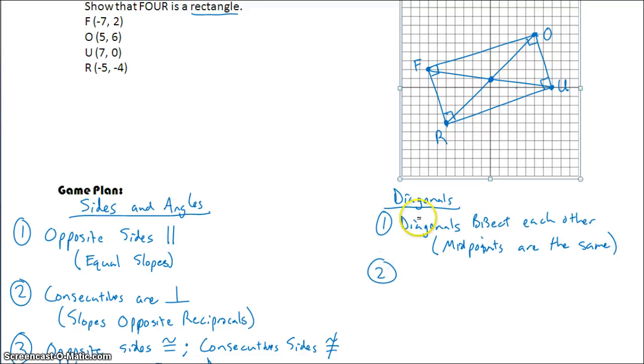Now, in a rectangle, the diagonals do bisect each other, but that doesn't guarantee that I have a rectangle. I also need to show that my diagonals are congruent to each other. If I can show that my diagonals are congruent to each other, I'm closer to proving that I have a rectangle. To prove that my diagonals are congruent to each other, I want to find their lengths. To find length in coordinate geometry, again, I'm going to use the distance formula.